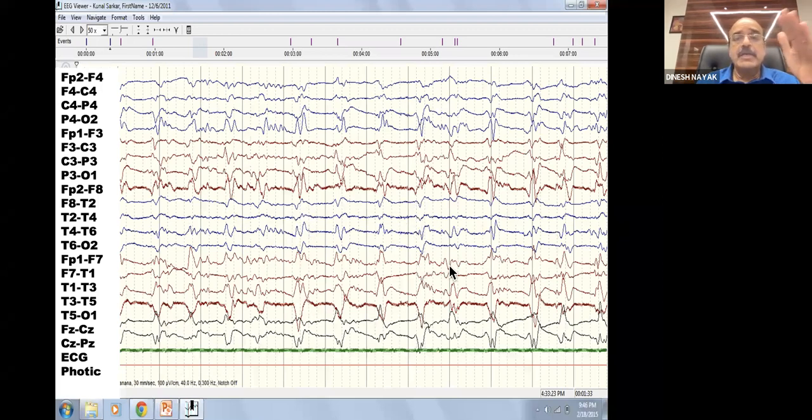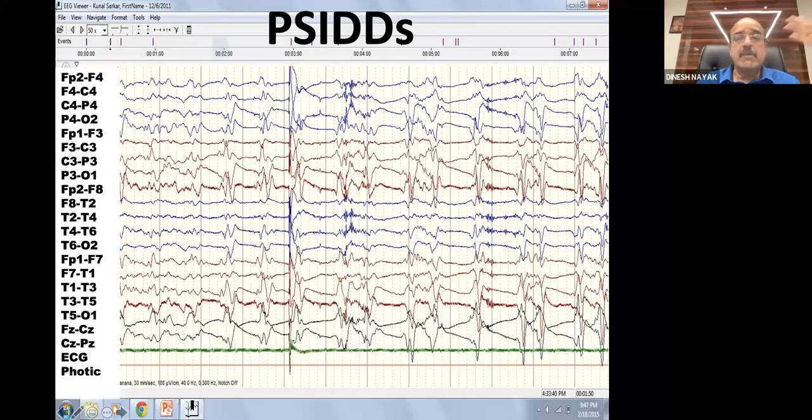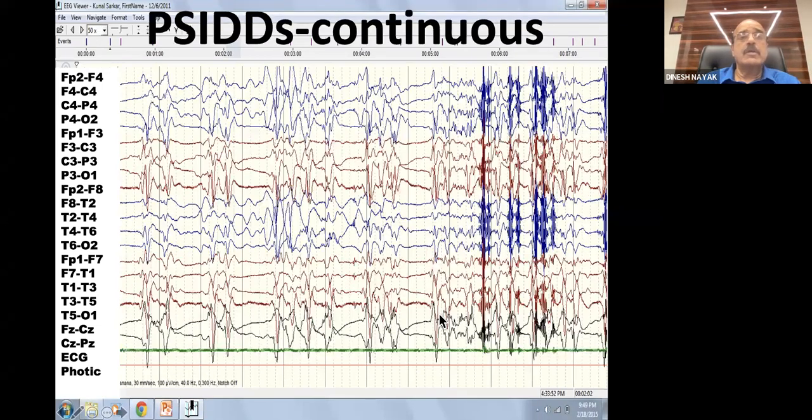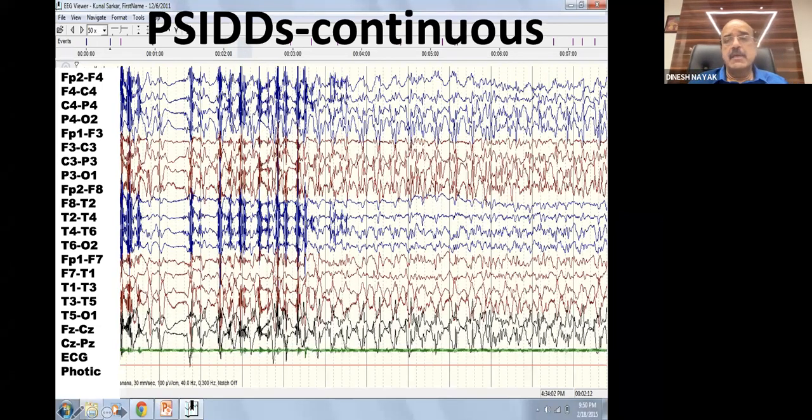And when it becomes more continuous, it means it's developing into a clinical seizure. You can see here that the patient is jerking, and that is what it is. So you can have periodic, short interval, diffuse discharges, which slowly become continuous and evolve into a seizure. That is a very, very important point. Now, this is the seizure.